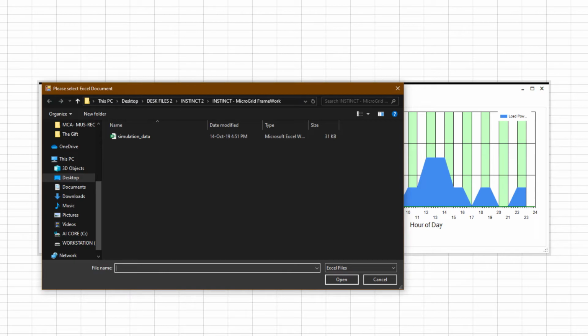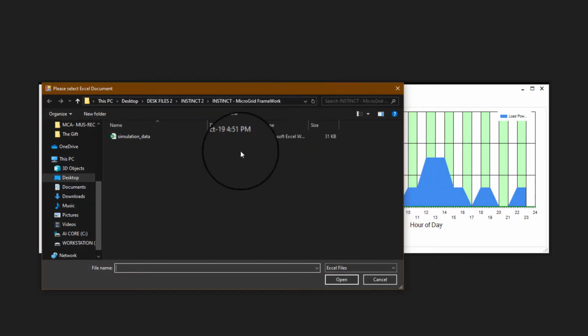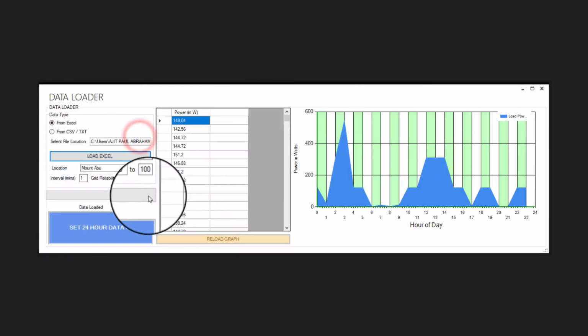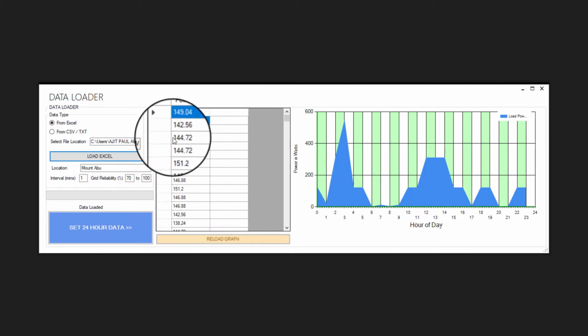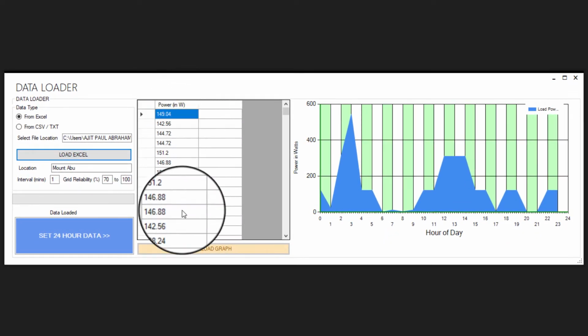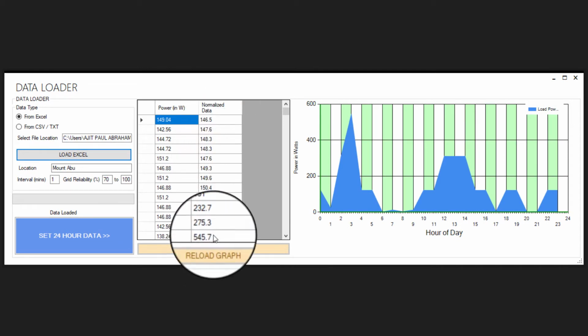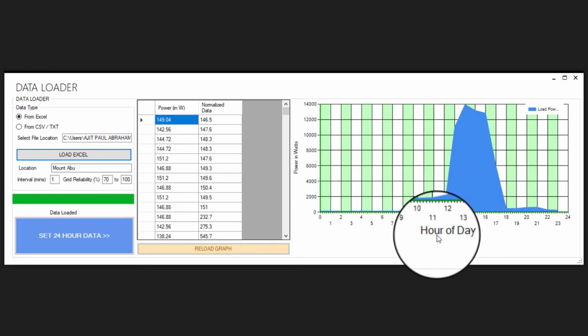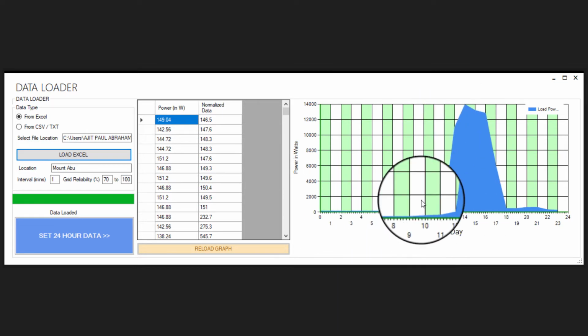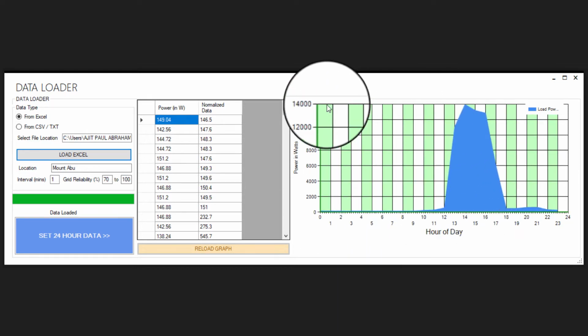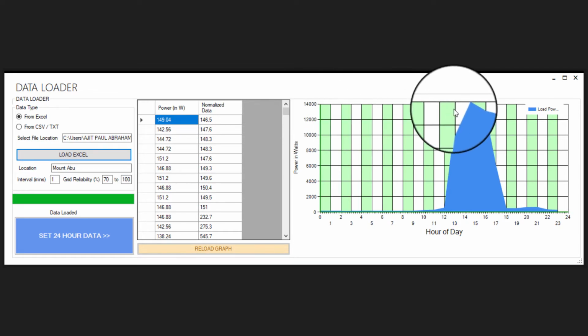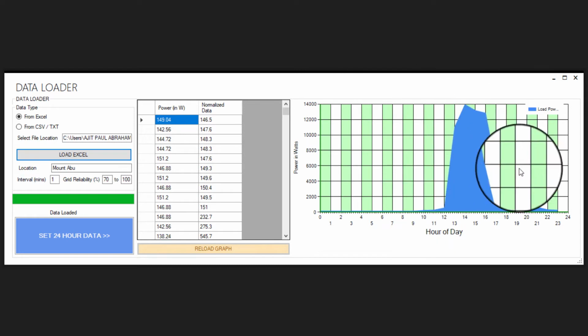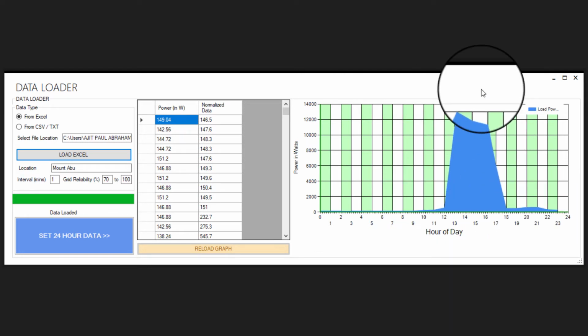I have this simulation data. Let's close that. When you click on simulation data, it will automatically load the power, and now it is processing and normalizing the data for 24 data points. If you see closely here, these are the data points. If you see the graph, this is how the data looks. The peak is at around 14 kilowatts, and that is the peaking area.